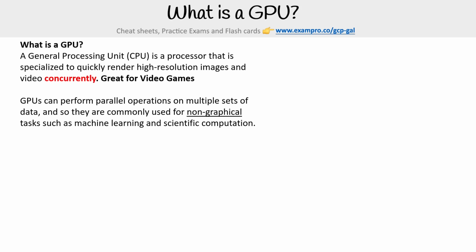So if you're trying to convince your significant other that you need a better graphics card, you can just tell them it's for work. I need it for machine learning and scientific computation. It's not your fault that you can also play video games with it.